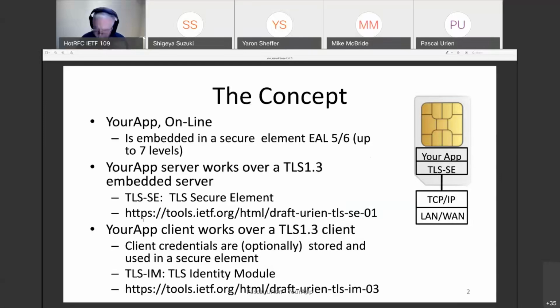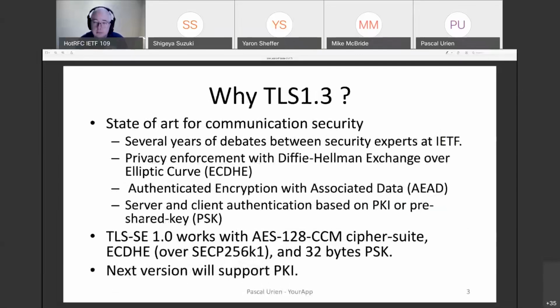Next slide, please. So why TLS 1.3? Because it is state-of-the-art for communication security. It is the result of several years of debates between security experts at the IETF. Privacy is ensured by a Diffie-Hellman exchange over elliptic curve. Channel security relies on authenticated encryption with associated data. Server and client authentication are based either on public key infrastructure, PKI, or pre-shared key, PSK.